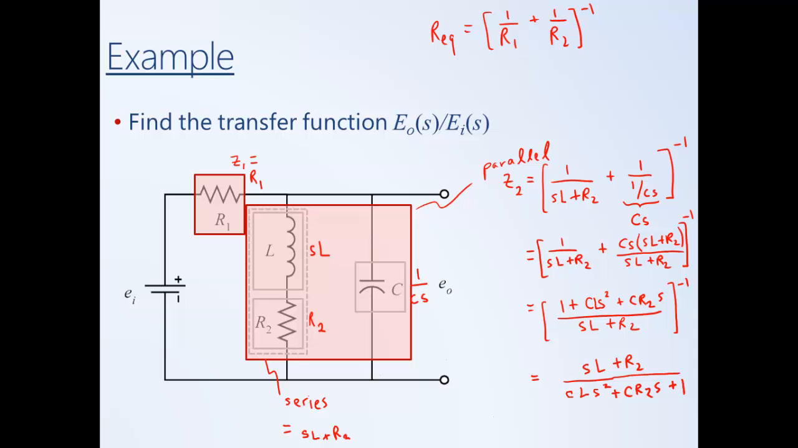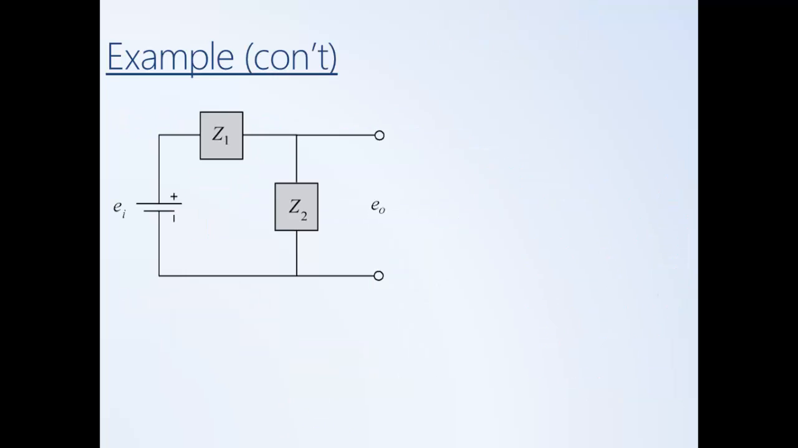So we've taken a relatively complex circuit and simplified it into the form that I'm going to show you on the next slide, where I have a single impedance Z1 in this location and a single impedance Z2 in this location. If you look at this, you may recognize it as having the form of a voltage divider.